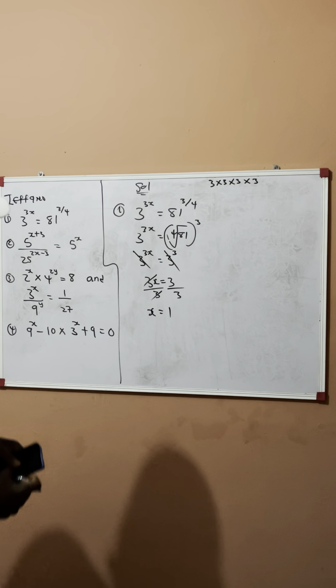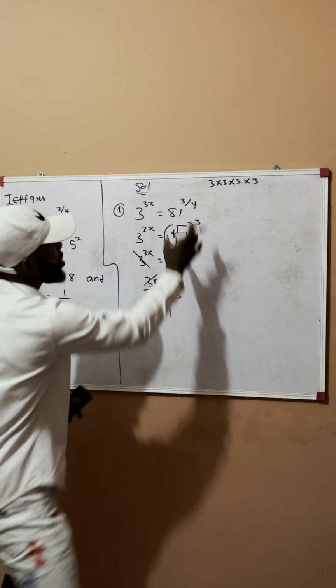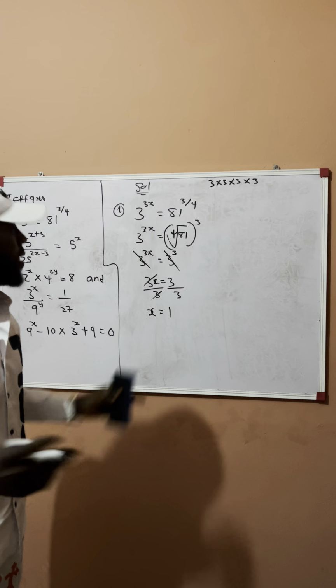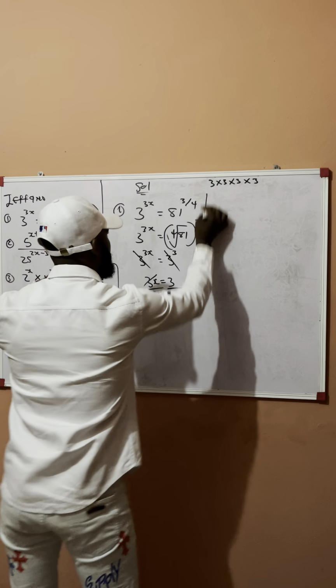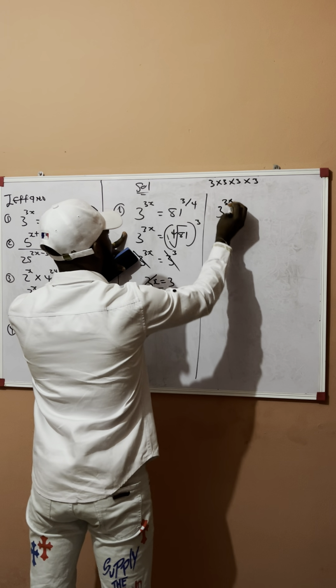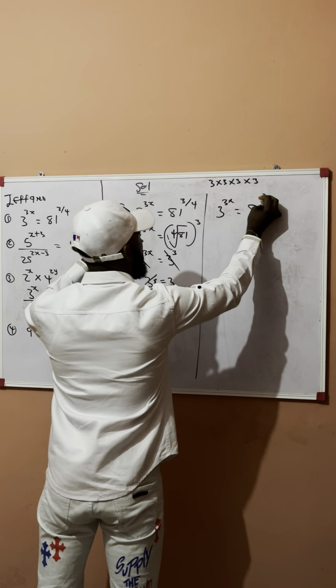Now, apart from using the fractional power law to solve this, I can also use another method to solve this question, and we will still get the value of x, which is 1. Now let's begin this way. The question was 3 raised to the power of 3x is equal to 81 raised to the power of 3 over 4. Now, I want to use the fractional power law to solve it. This is what I will do.